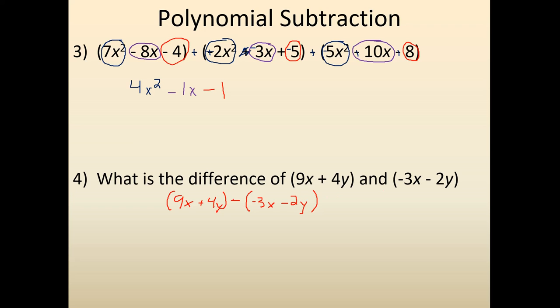So once again, I'm going to flip this positive sign, and then every term in this polynomial is also going to flip its sign. So that becomes plus 3x and plus 2y. Alright, going through, combining this term with this term, the coefficients are 9 plus 3, and I end up getting 12x. Then I'm going to go to the next term, the plus 4y and the plus 2y gives me plus 6y.